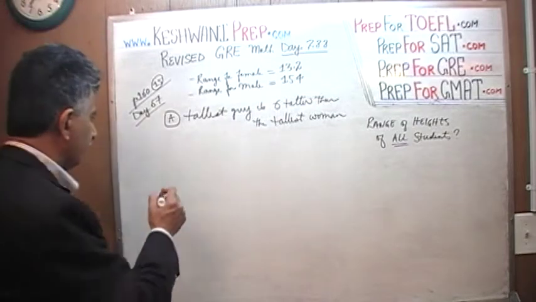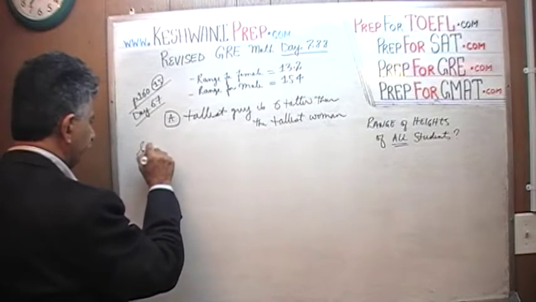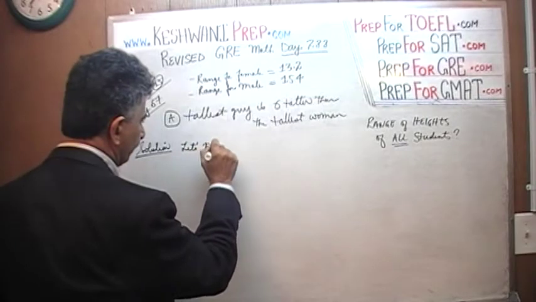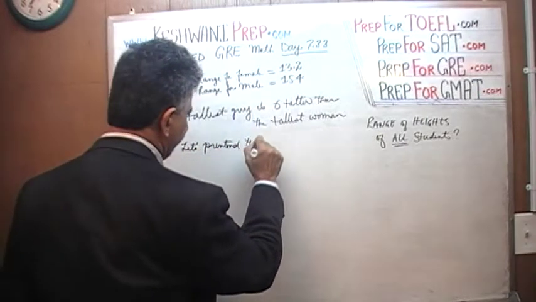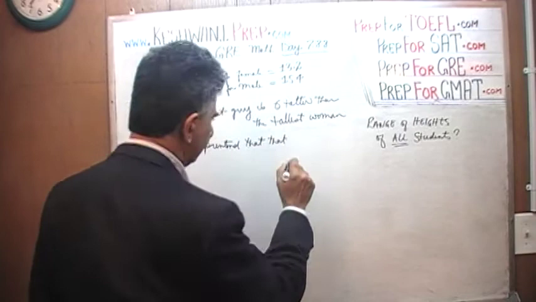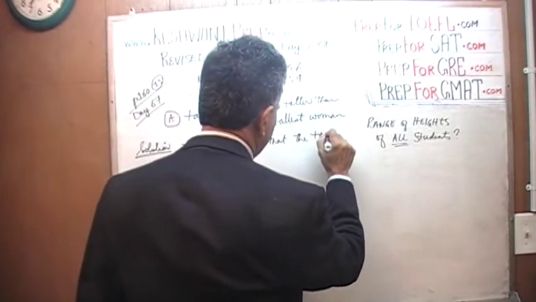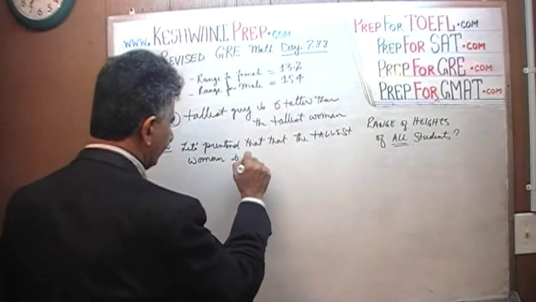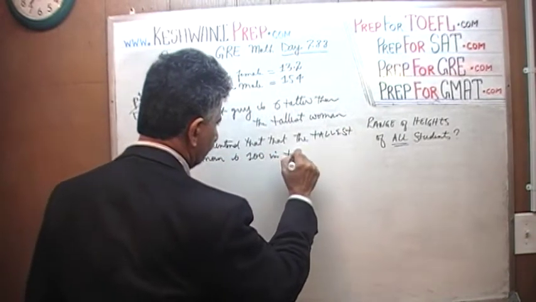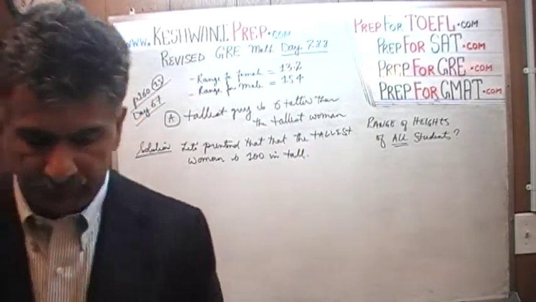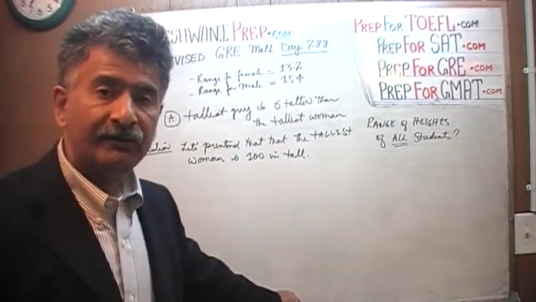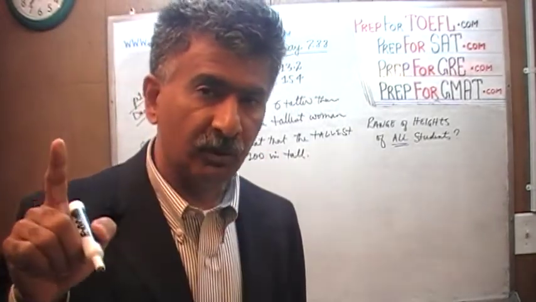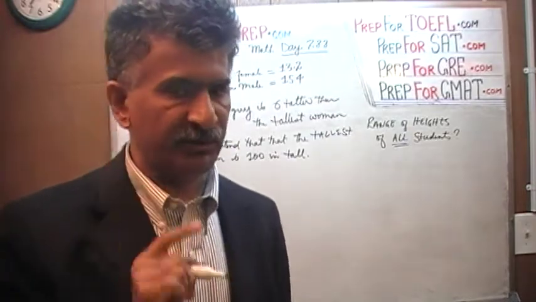So let's begin our solution here. Here's the solution. Let's pretend that the tallest woman is 100 inches tall. Why tallest woman? Because they're giving us the height of the tallest man in reference to, in comparison to the height of the tallest woman. So that's our point of reference. The tallest woman is our point of reference.